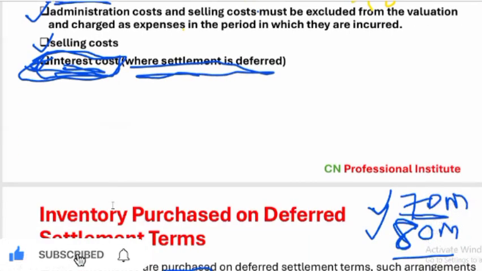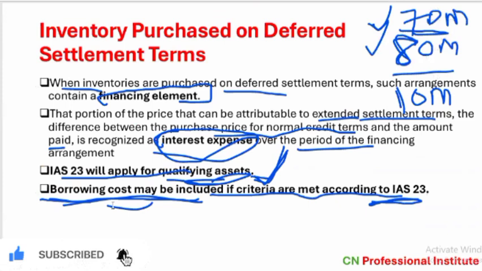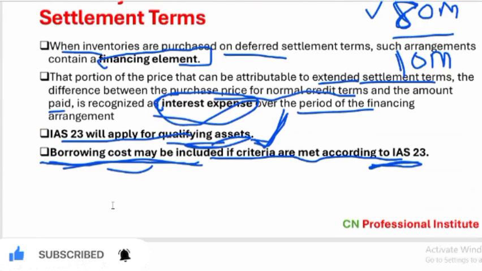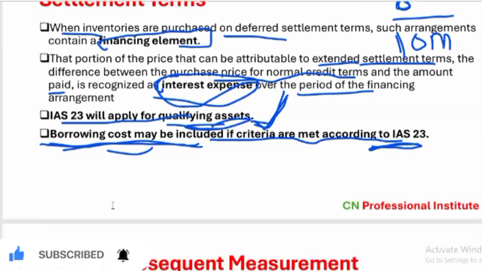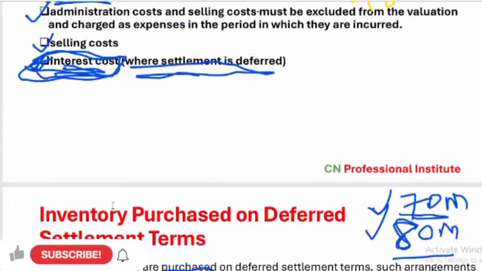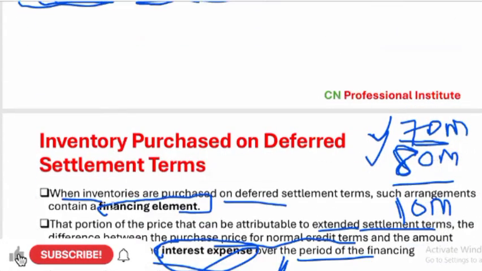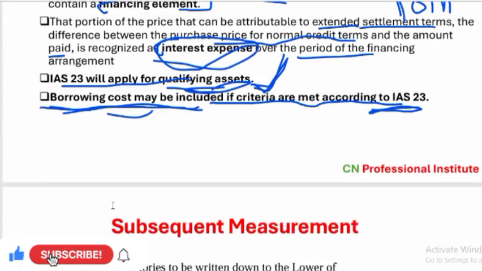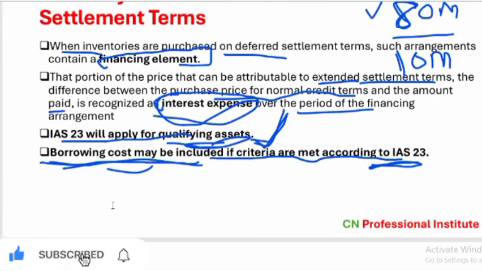So when the inventory is a qualifying asset, then we apply IAS 23 to calculate the interest that will be capitalized or expensed. But if the inventory can be used immediately when purchased, it's available for use, then such interest cost will be expensed, written to P&L and will not be added to the cost of inventory, right? So that's the first part of IAS 2 inventory.